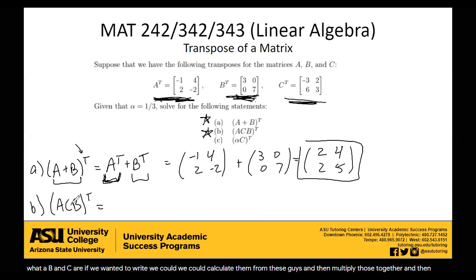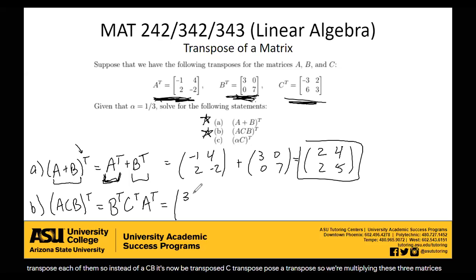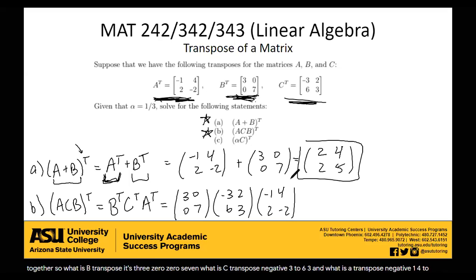So what happens when you're multiplying? You flip them all around and you transpose each of them. So instead of ACB, it's now B transpose C transpose A transpose. So we're multiplying these three matrices together. So what is B transpose? It's 3, 0, 0, 7. What is C transpose? -3, 2, 6, 3. And what is A transpose? -1, 4, 2, -2.